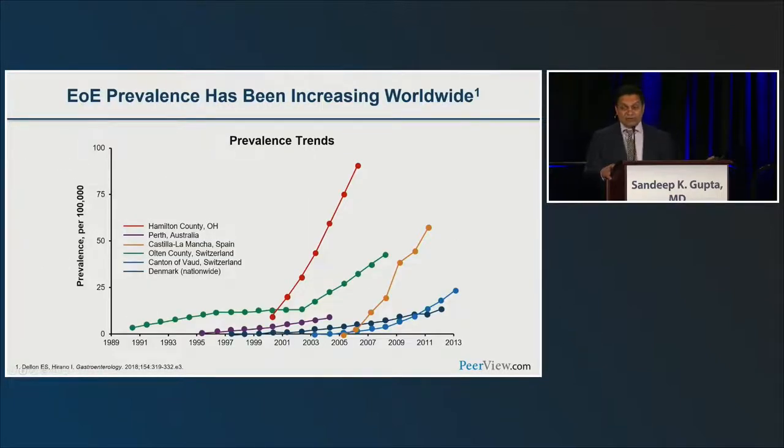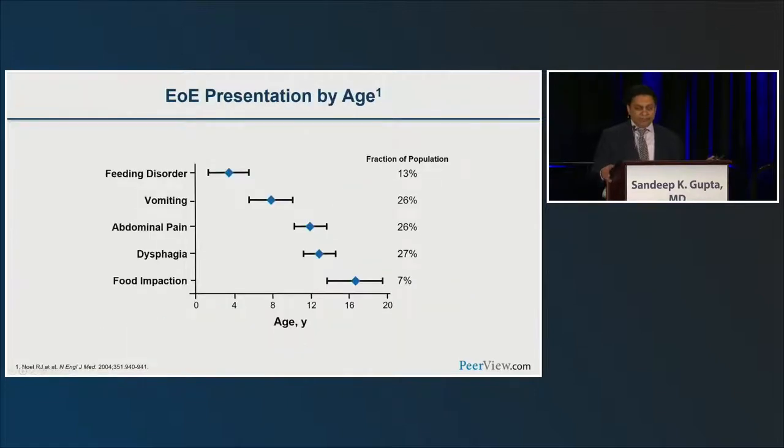The incidence and the prevalence have been increasing, as shown on this slide. Different colors are from different geographic regions, not only in the US, but Australia, Spain, Switzerland, Denmark. But the common theme is that in the last 10 to 20 years, there's an increasing prevalence of this disease, which we do not think is just because of recognition, but that it is also a true increase in incidence.